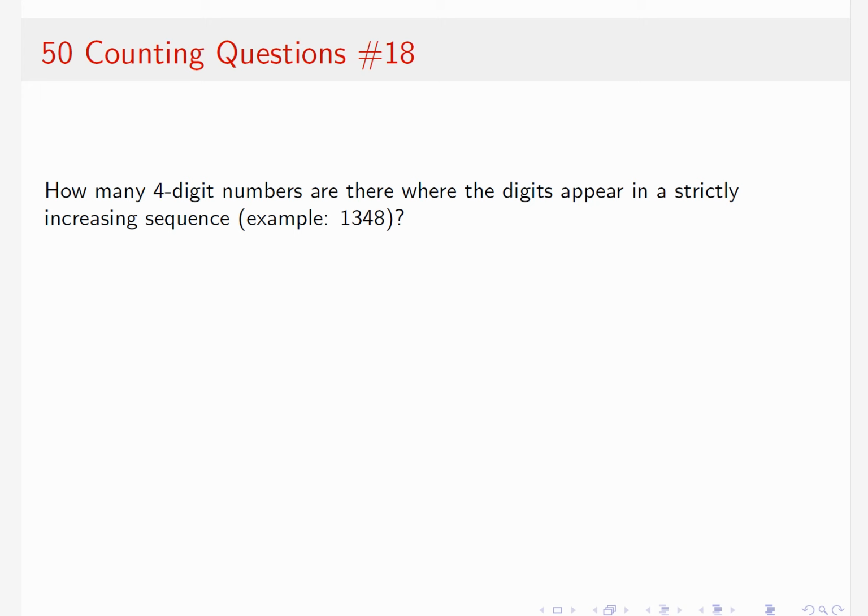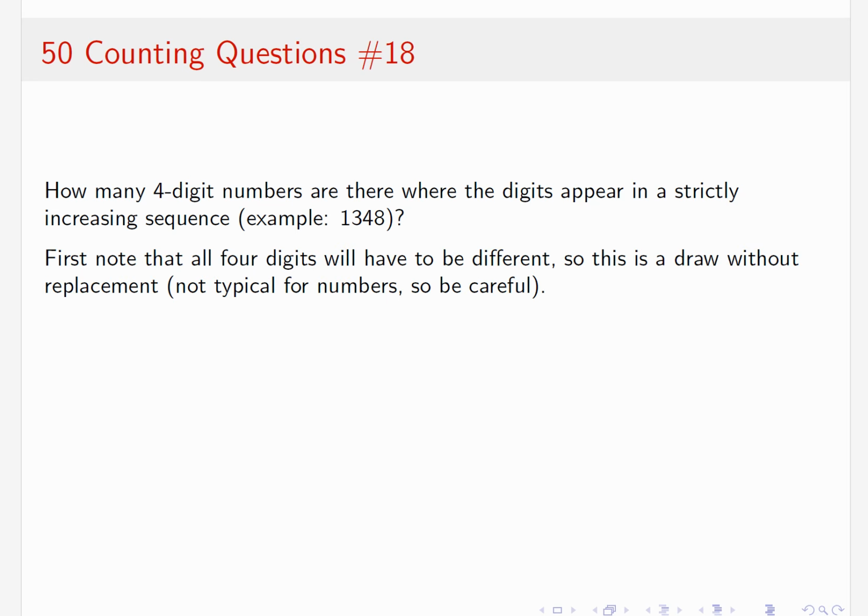Now this one's fun. How many four-digit numbers are there where the digits appear in strictly increasing sequence? All right. So all four digits have to be different, right? And why do they have to be? They have to be different because this is a strictly increasing sequence. We don't have 3, 3, 4, 4. Why? Because 3 isn't strictly bigger than 3. So I can't have two threes in a row. I can't have two fours in a row. So I can't have two of the same value in a row. So that means that all of them have to be different. So draw without replacement, right?